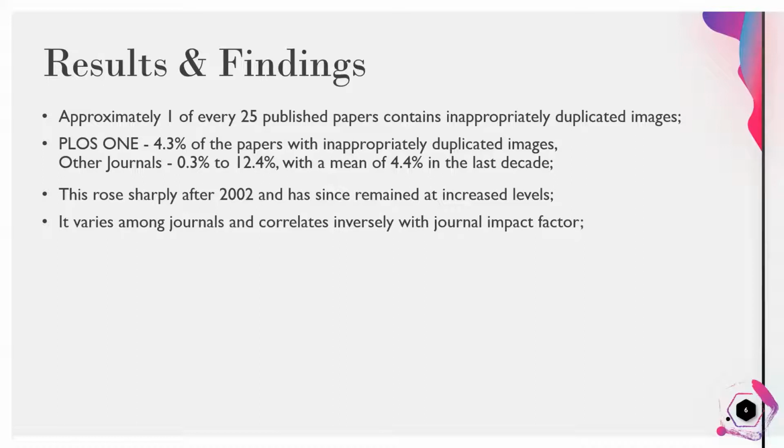The fourth point states that it varies among journals and correlates inversely with the journal impact factor. That means the higher the impact factor of the journal, the lower the rate. The journals having a high impact had a low percentage of papers having these issues. So higher impact journals are better able to detect anomalous images prior to publication. It may be that authors submitted more carefully because of the high impact, or maybe the journals had a proper policy in place.